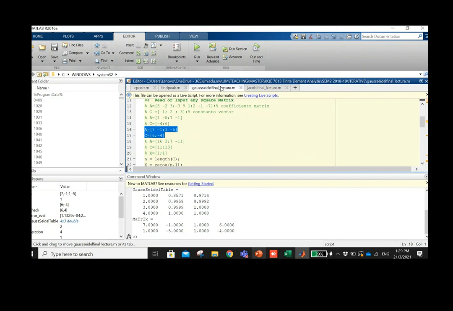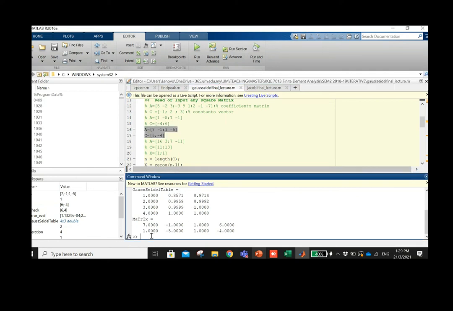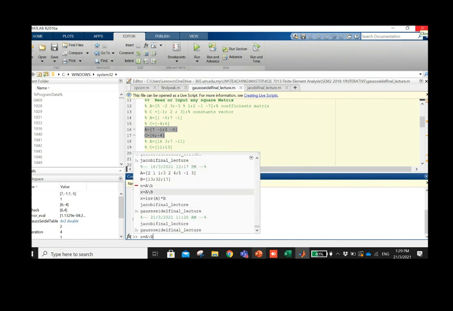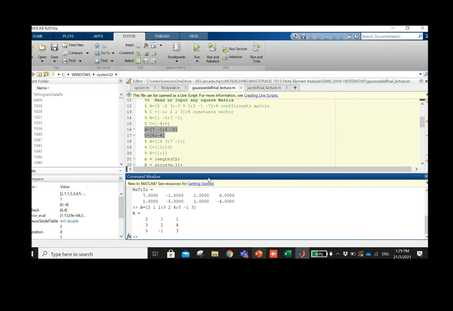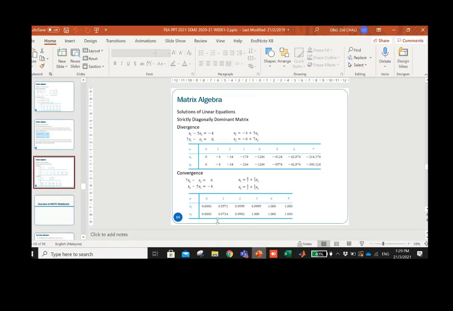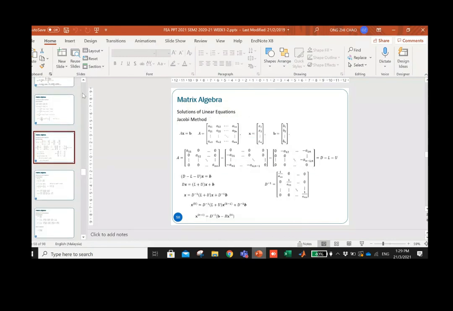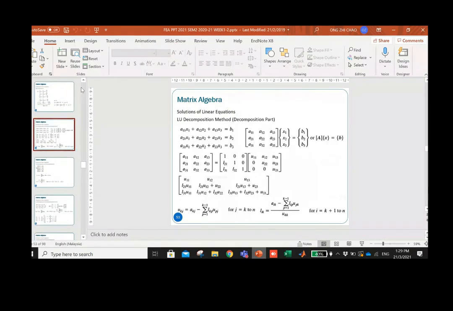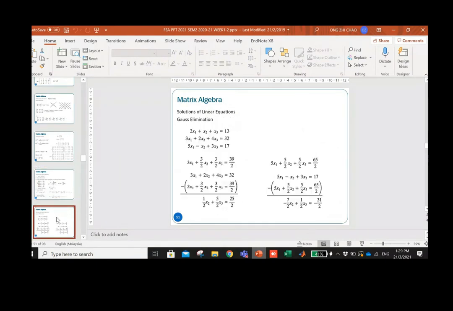You can use it, or the easiest way, if you have access to tools like Excel or MATLAB, will be even easier to solve it. For example, if you have access to MATLAB, I can build a matrix A equals 2, 1, 1, 3, 2, 4, 5, -1, 3, which I think is our previous example under Gauss elimination or the LU methods.